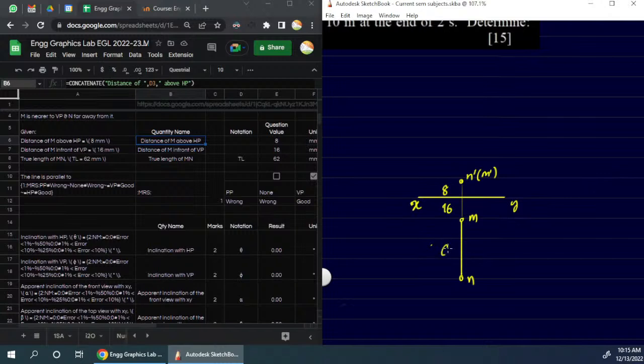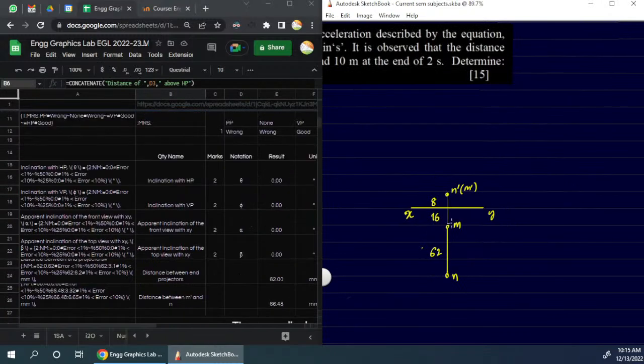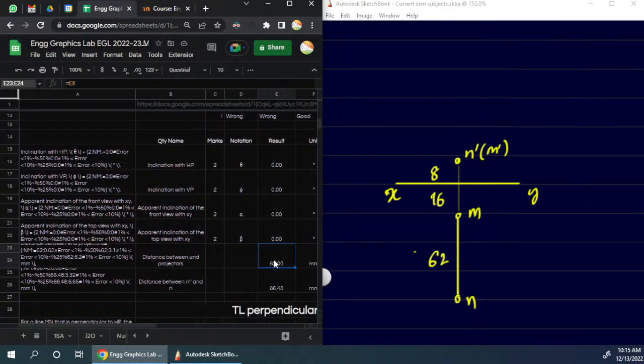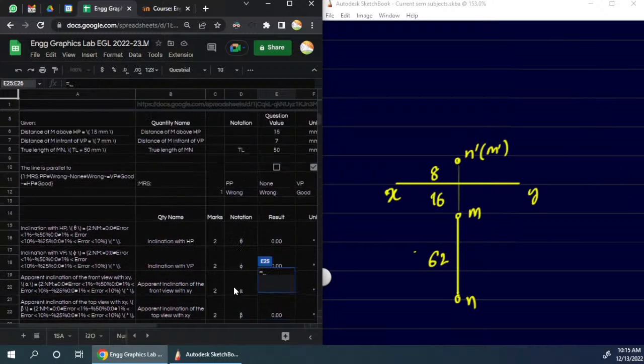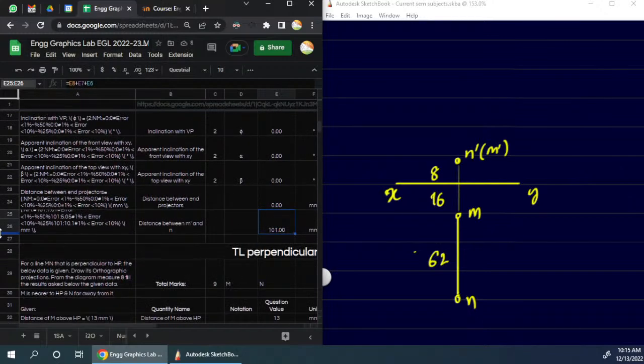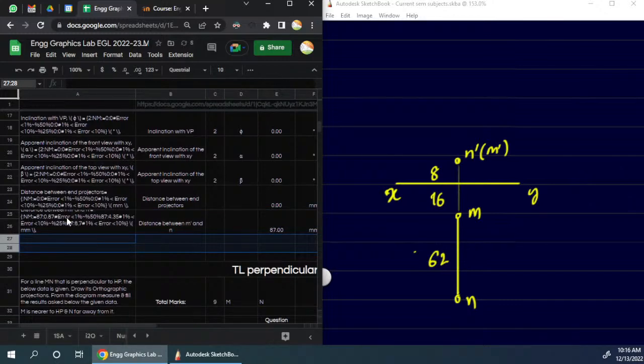The length is 62. So if you are asked the distance between end projectors, this is going to be 0. The distance between m dash and n is going to be the total of all these. So let's add them all: this plus this plus this.